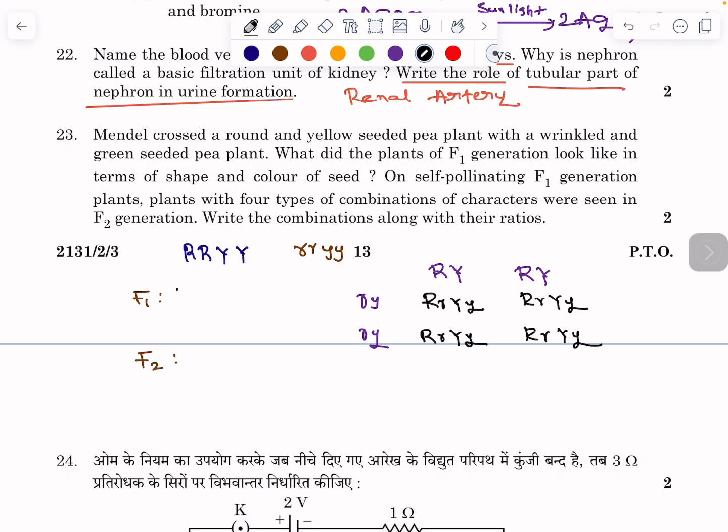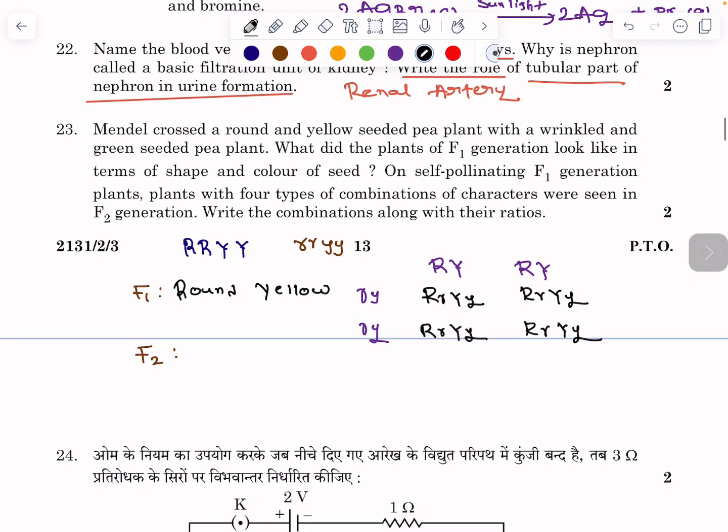Means in F1 generation you will get all the same types of plants, right? You are getting the dominant features of the parents here. So all are round and yellow seeds you will get. Okay, what type of plants will you get in F1 generation? Round and yellow seeds.